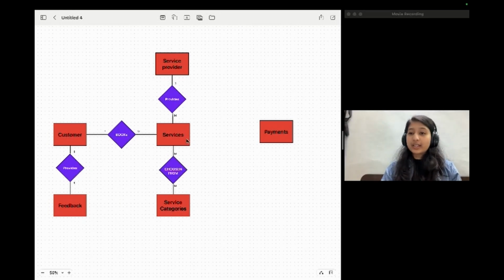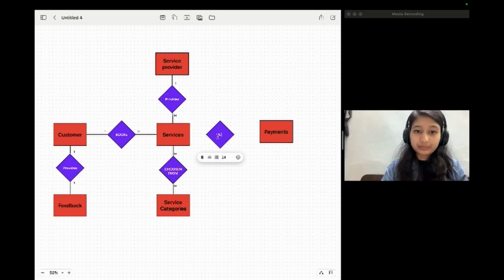Now, how are services linked to the payments? They are linked to the payments by the relation, that is confirmation. When the customer confirms the services he or she wants, then he or she can book it from the payments, like can confirm it by the payments. So for many services only one payment should be done, so it should be many to one.